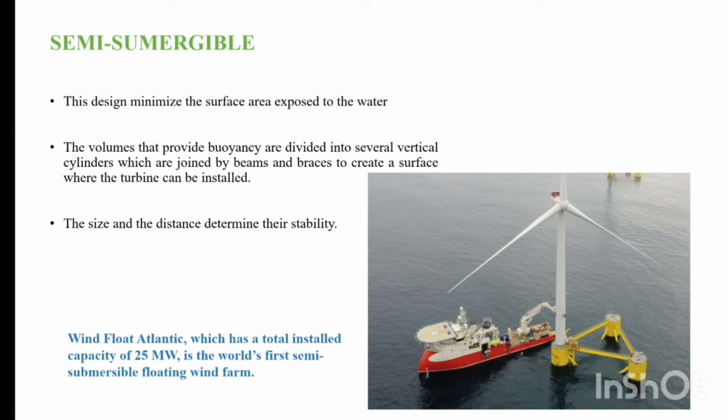This design seeks to minimize the surface area exposed to the water, but always maximizing the volume, which is what really displaces the mass of water and provides buoyancy. Geometrically, the ideal would be a sphere, but a sphere is not practical to manufacture. So the volumes that provide buoyancy are divided into several vertical cylinders which are joined by beams and braces to create a surface where the turbine can be installed. Their size and the distance between them determine their stability.